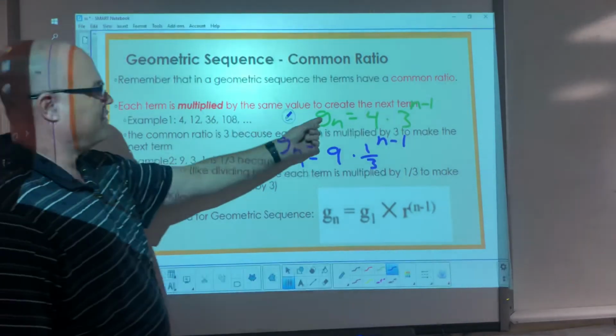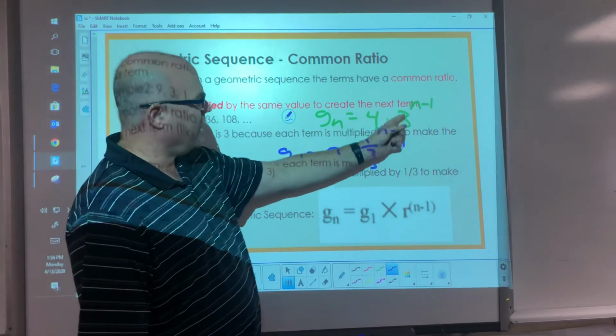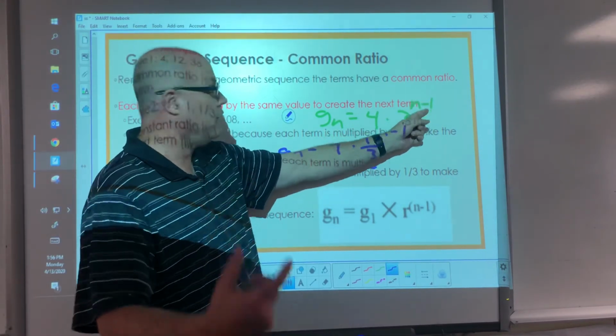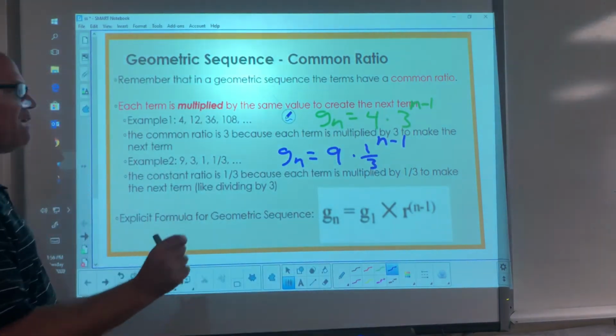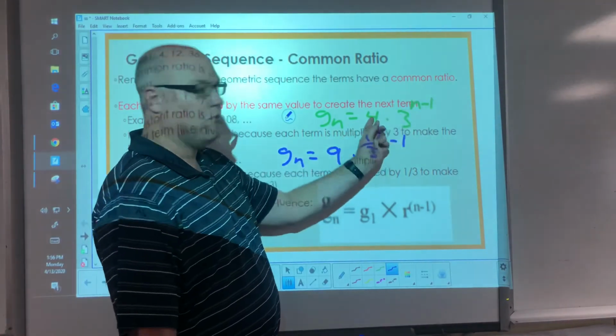Okay, for this one up here, if I said find the 10th value, you go 3 to the 10 minus 1, which is 9, 3 to the 9th power, big number, times 4, and that would get you the value. Okay, remember the order of operations. You've got to do the exponents first, then you do the multiplication.